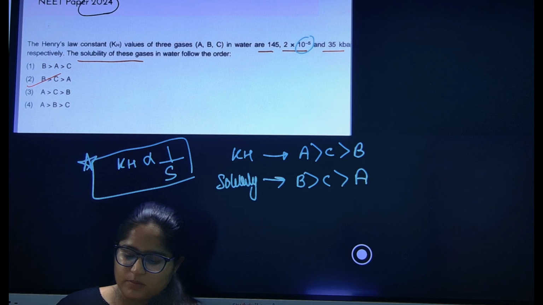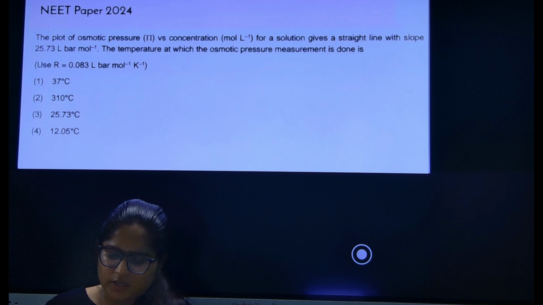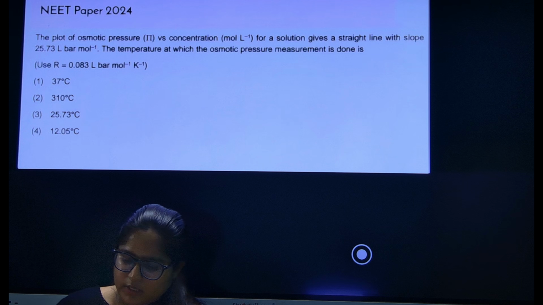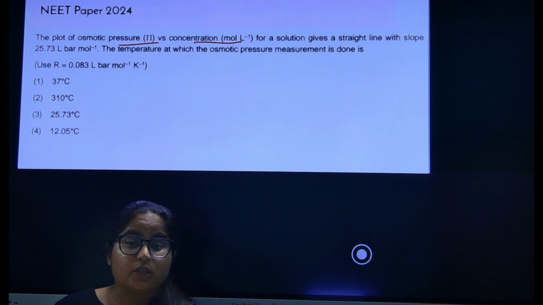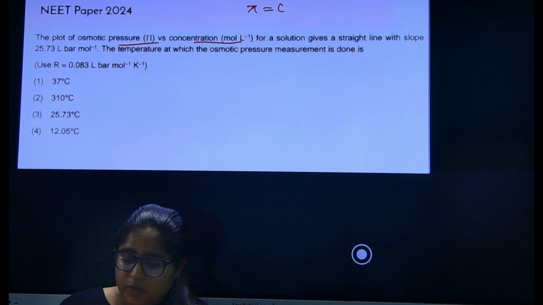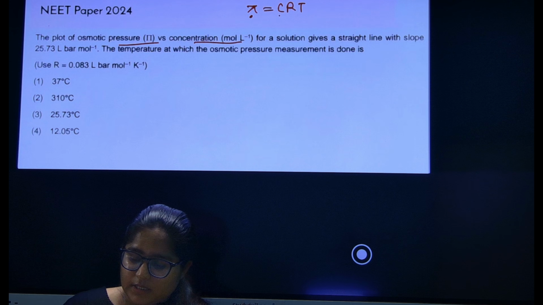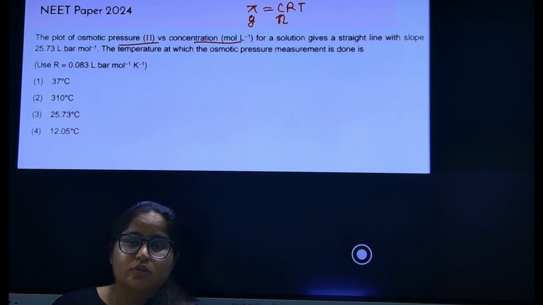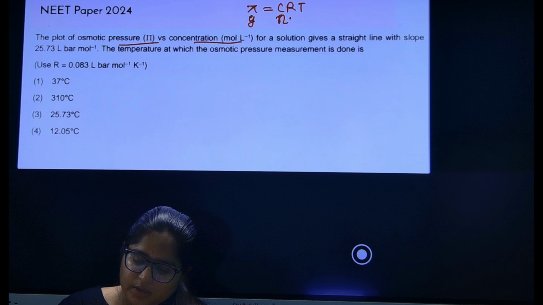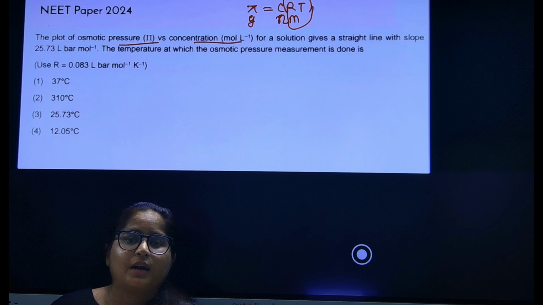Okay. Now let us move to the next question, 2024. Their question is the plot of osmotic pressure pi versus concentration. So pi versus concentration, what is the formula? Pi equal to CRT. So we are going to plot the graph between pi versus C. On the y axis I am keeping pi and on the x axis I am keeping C. Whatever is associated with x becomes m, that is our slope. So slope from here is RT.